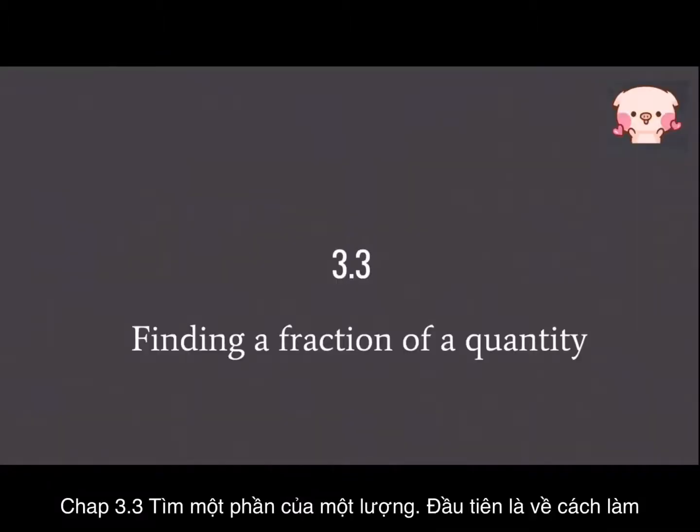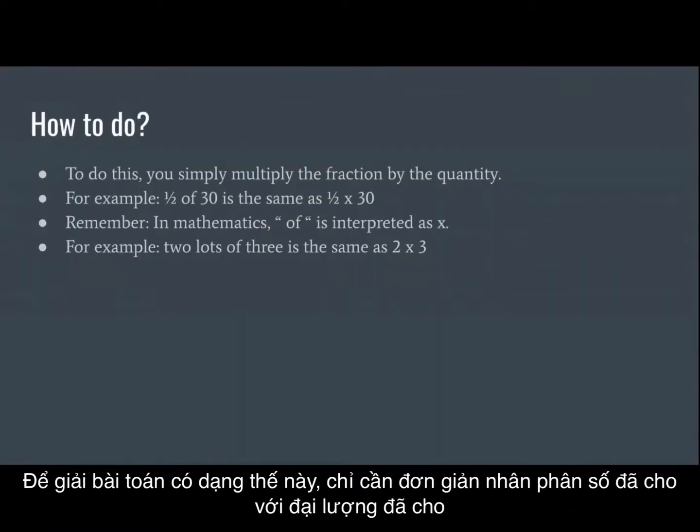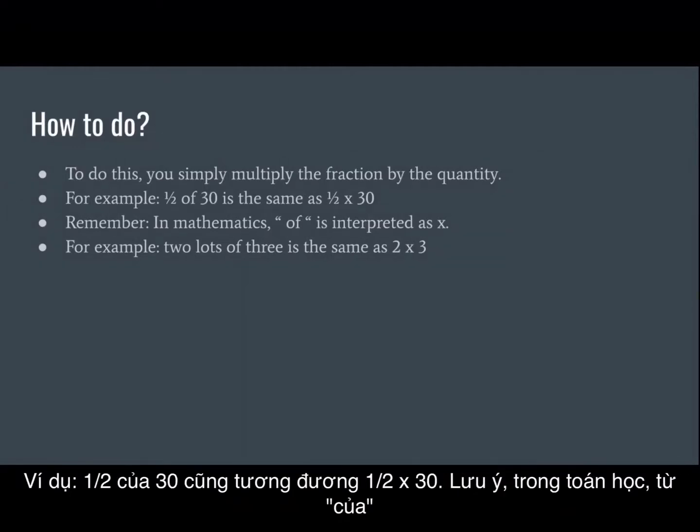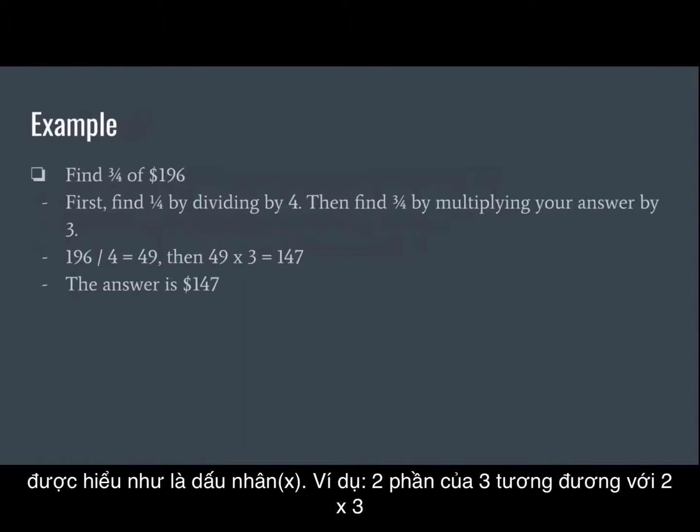Chapter 3.3, finding a fraction of a quantity. So firstly, how to do it. To do this, you simply multiply the fraction by the quantity. For example, a half of 30 is the same as 1/2 times 30. Remember, in mathematics, of is interpreted as times. For example, 2 lots of 3 is the same as 2 times 3.